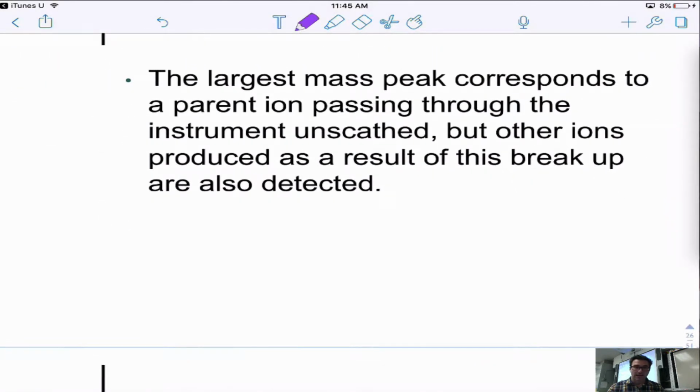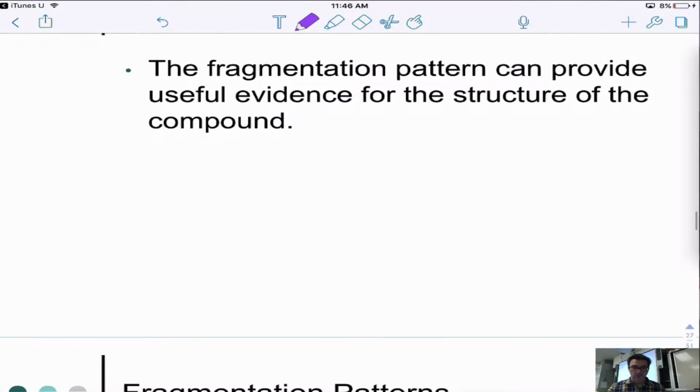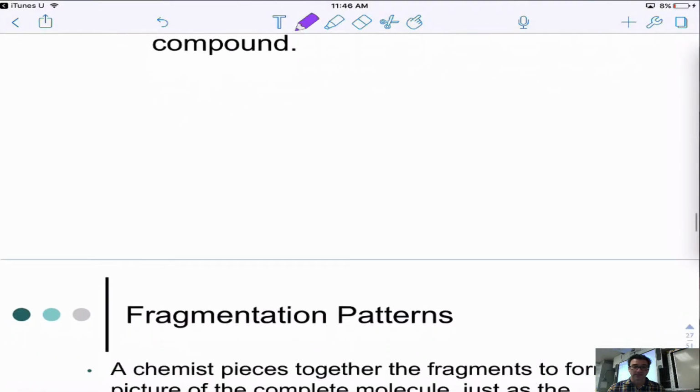So what we're going to look at in a fragmentation pattern is we're going to look for peaks. The largest peak will always correspond to that big parent ion, the one that just has one electron knocked off of it and has the rest of the complete molecule intact. Other ions that you're going to see, they're going to be smaller. They're going to be the fragments that broke up from the larger parent ion. Now what we're going to hope to do is piece together the fragments in order to figure out what the molecule actually is.